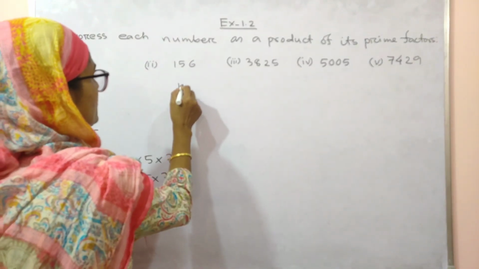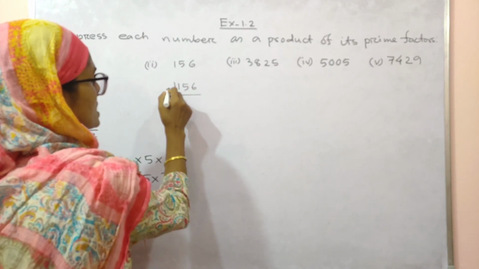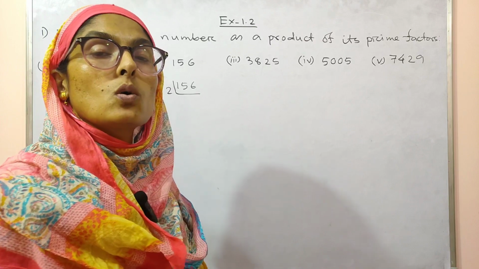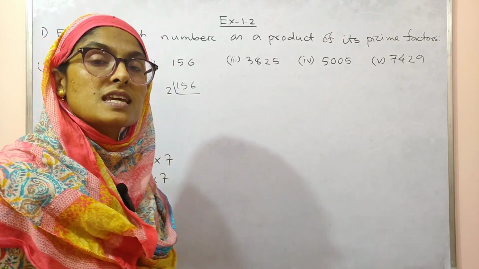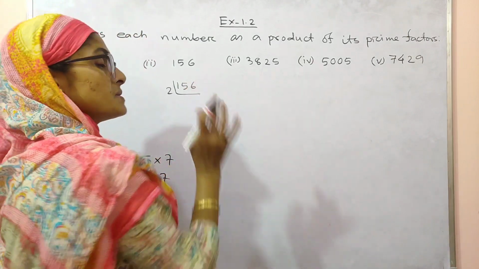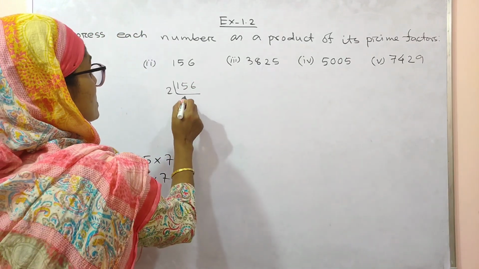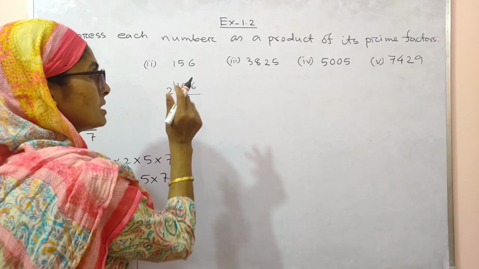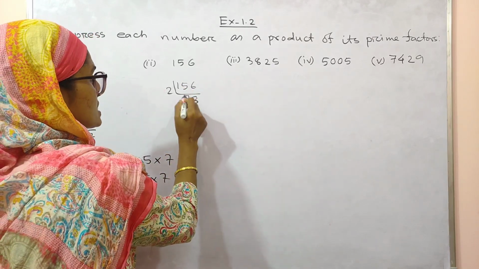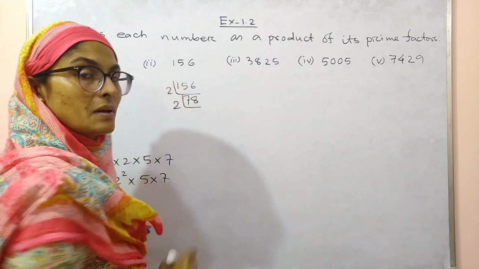Next, 156. Factorize this one. Divide by 2. Unit place is 6. When unit place is 0, 2, 4, 6, 8, then this number is divisible by 2. So 7 times 2 is 14. Here 1 and 6, 16. 8 2s are 16. Again divisible by 2.